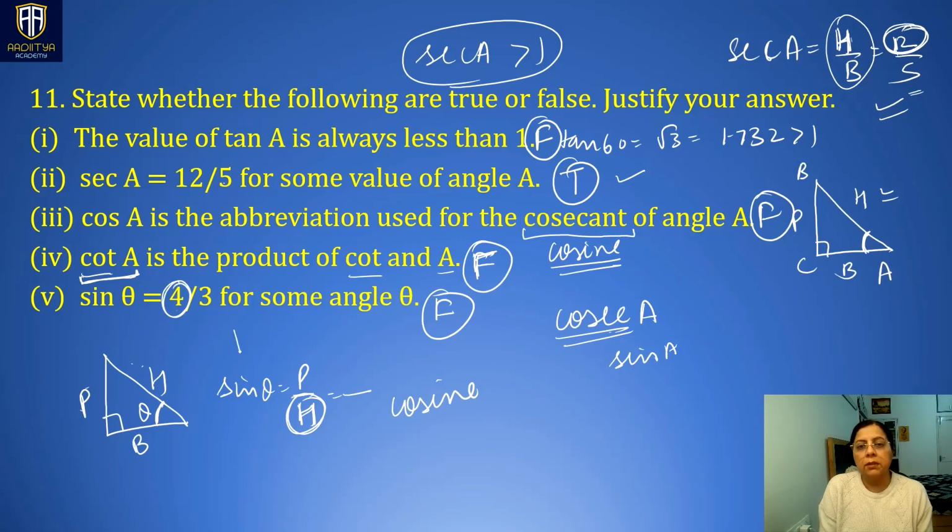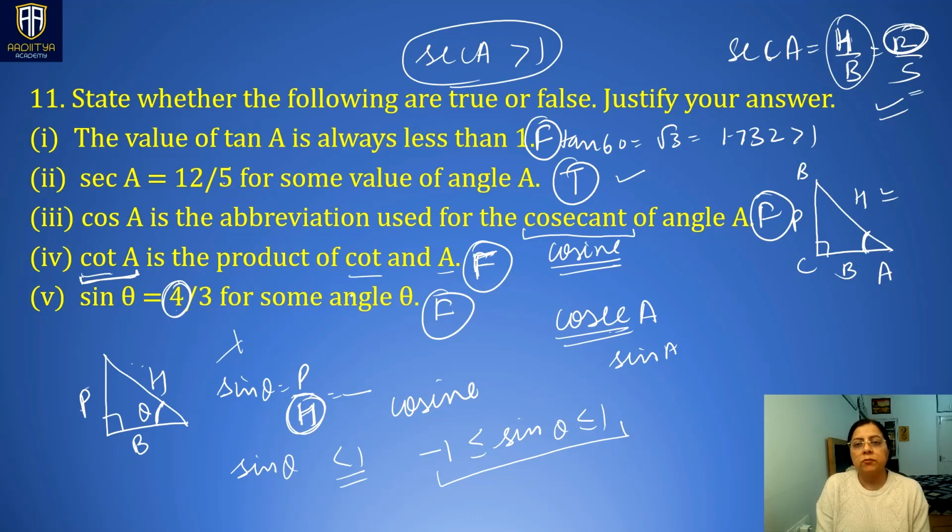So this cannot be the value of sine of any angle, because sine of any angle is always less than 1 in terms of positive values. Otherwise, later on you will be learning that sine theta lies between -1 and 1. Its value never becomes more than 1. So this 4 by 3 is greater than 1, which is false. Sine of any angle theta lies between -1 and 1. It cannot exceed 1. Right?